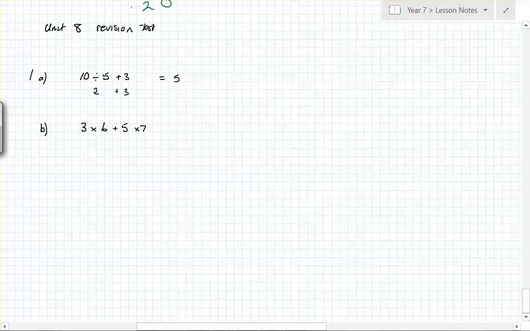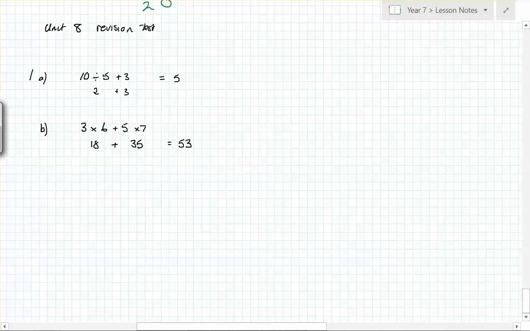Right, next one. 3 times 6 plus 5 times 7. We need to do 3 times 6 and 5 times 7 first, don't we? So we'll do the plus afterwards. 3 times 6 is 18. 5 times 7 is 35. 18 plus 35 is 53. Oh, Maggie, you got 54.